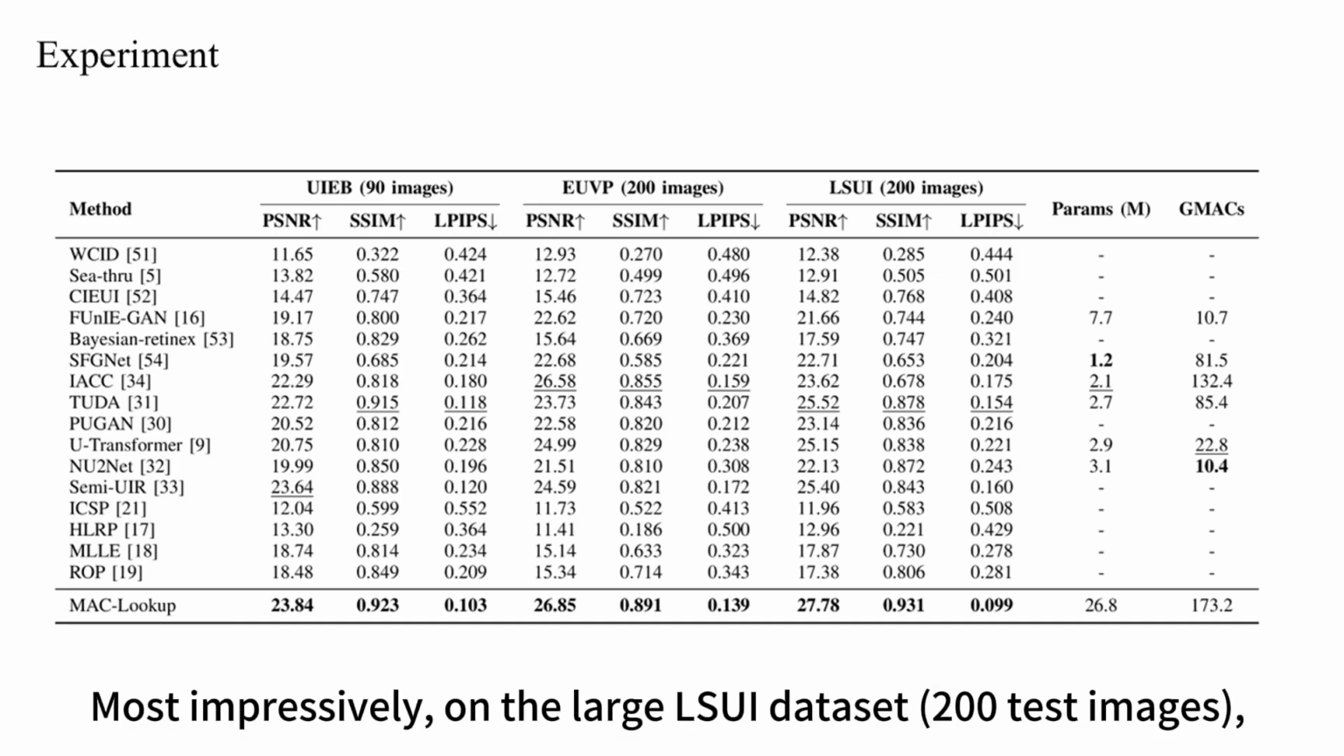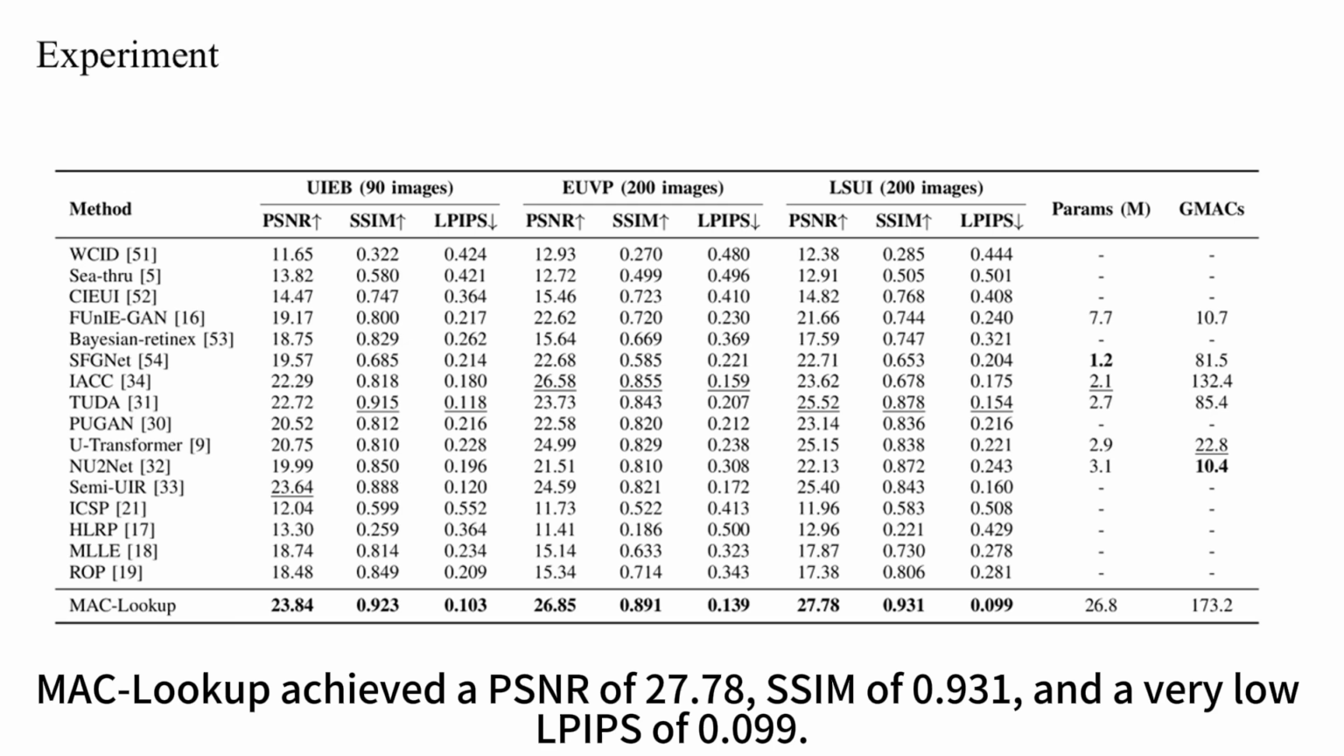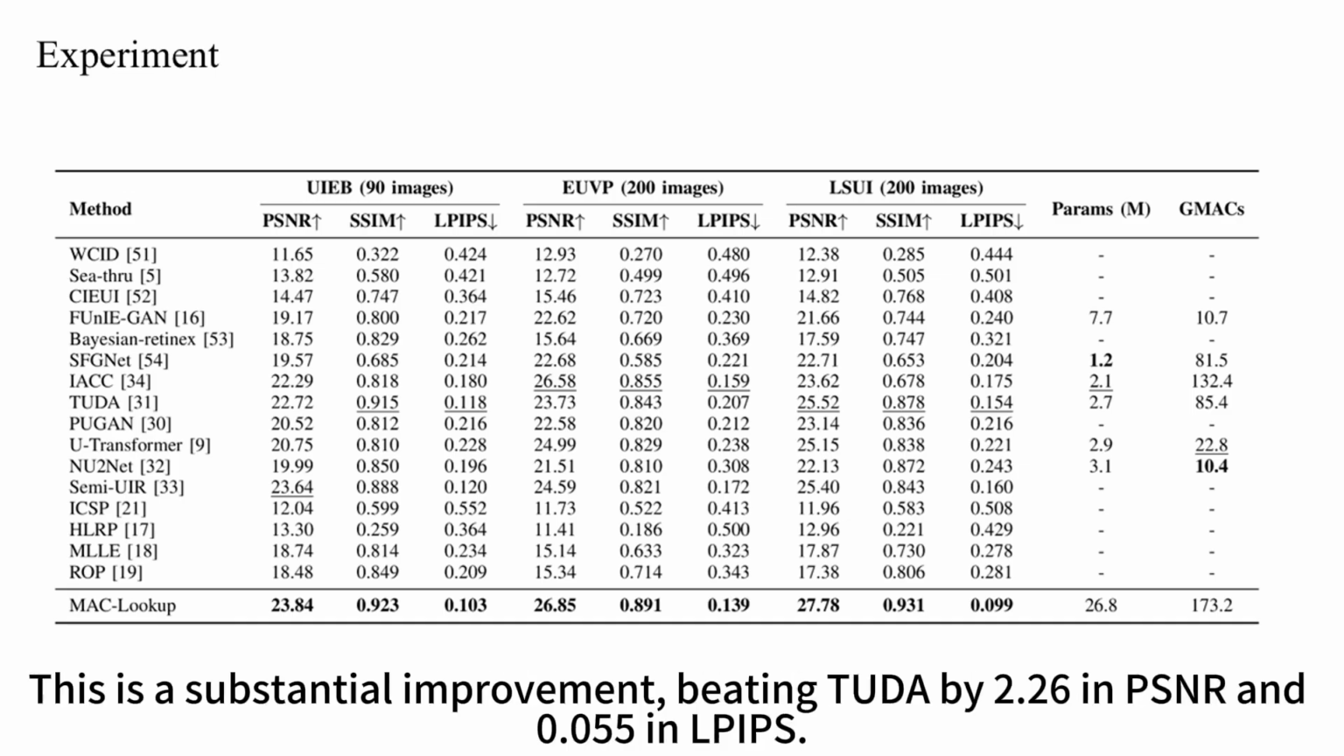Most impressively, on the large LSUI dataset, 200 test images, MAC-Lookup achieved a PSNR of 27.78, SSIM of 0.931, and a very low LPIPS of 0.099. This is a substantial improvement, beating TUDA by 2.26 in PSNR and 0.055 in LPIPS.